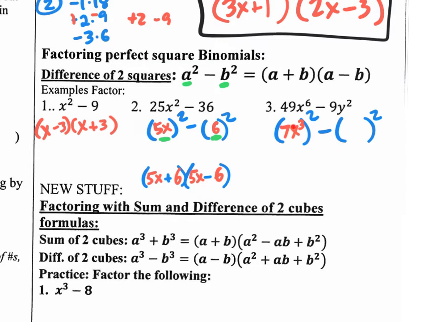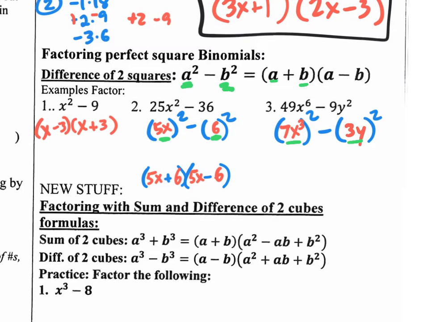So 7x to the 3rd times 7x to the 3rd, that'll be 49x to the 6th, right? Now how about here? What to the 2nd power will give you a 9y to the 2nd? 3 and a y, okay? So now we've identified our A value. Our A value is going to be 7x to the 3rd. Our B value is going to be 3y.